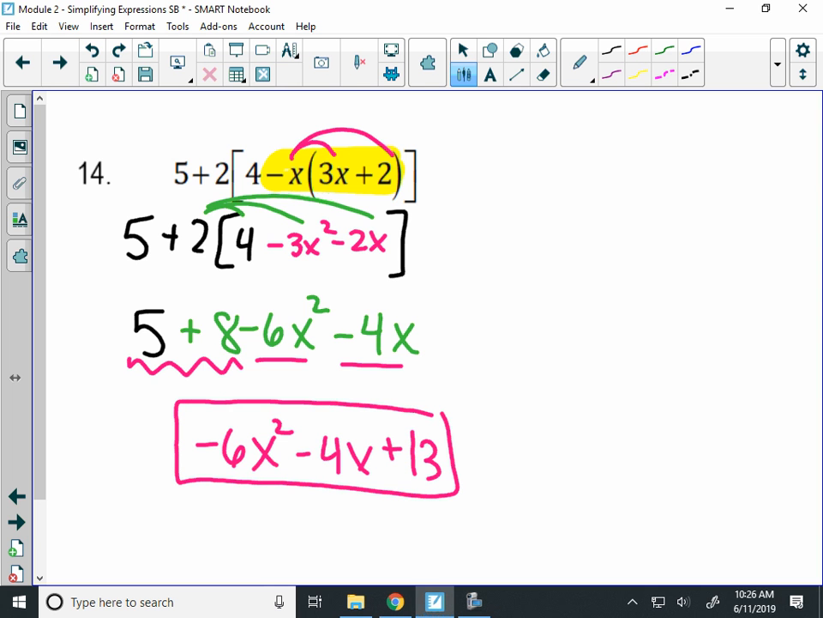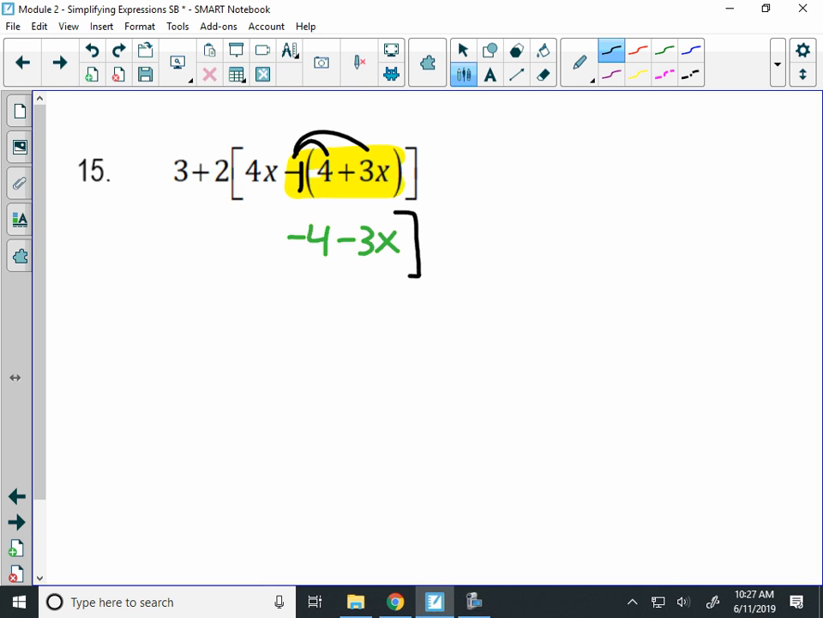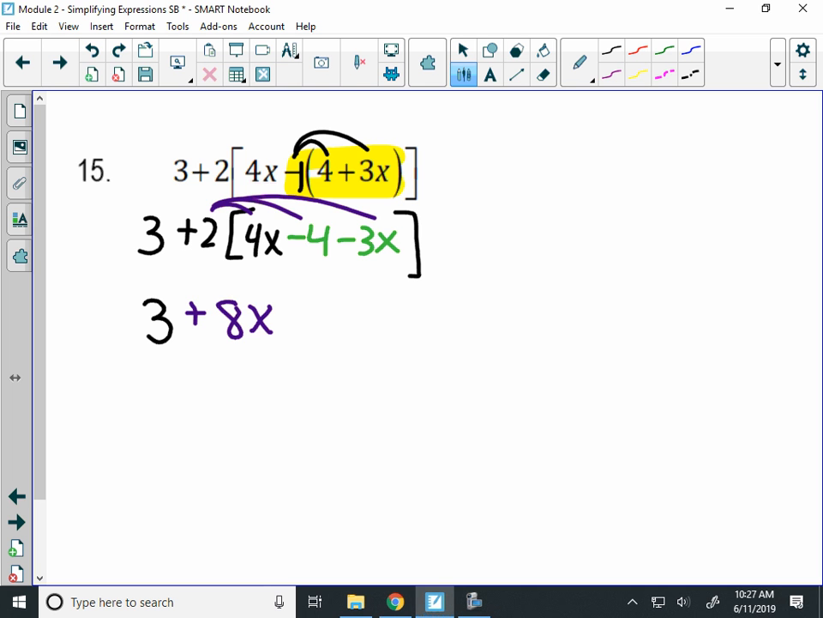All right, last 2. Hopefully you're seeing that these aren't as bad as they kind of look initially. Again, I just have a -1 here, so I'm going to distribute the -1. Let's do a different color here. I'll get -4 minus 3x. And you build back up around. And I'm going to distribute the 2 next. The 3 in front stays the same. And then I'll have plus 8x minus 8 minus 6x.